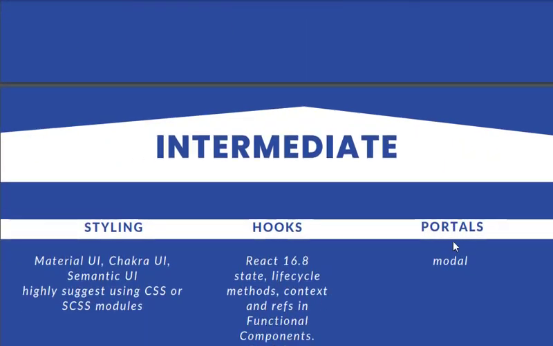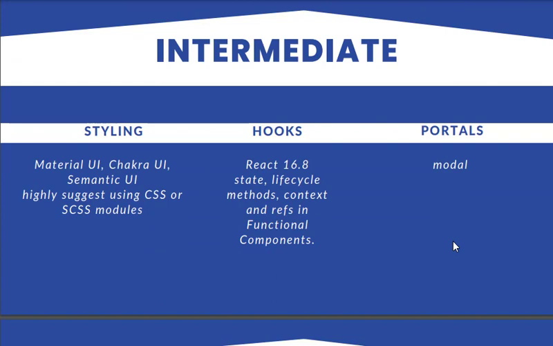Let's go ahead to the intermediate section. Which concepts do we have in the intermediate section? The first thing is styling. To design and style your app, you can use libraries such as Material UI, Chakra UI, Semantic UI, and also Bootstrap and CSS or SCSS modules. But I suggest you use the CSS and SASS modules, which give you the power to use CSS completely to design your app. Now let's move to the hooks.